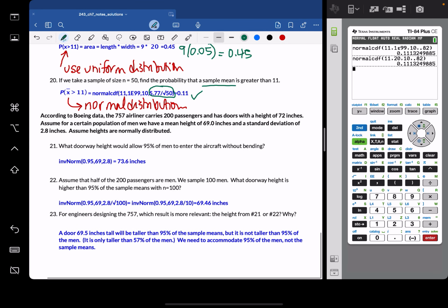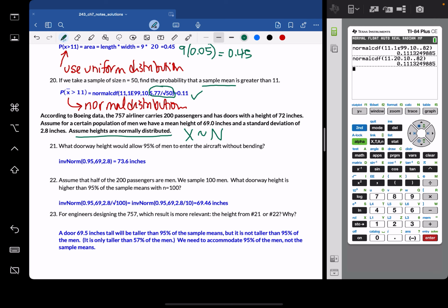One more set of questions here. According to Boeing data, the 757 carries 200 passengers and has doors with a height of 72 inches. Assume for a certain population of men we have a mean height. When I read this, I immediately want to start writing X is distributed. Assume heights are distributed normally. I was like, can I just assume that? But it was stated, so that's good.